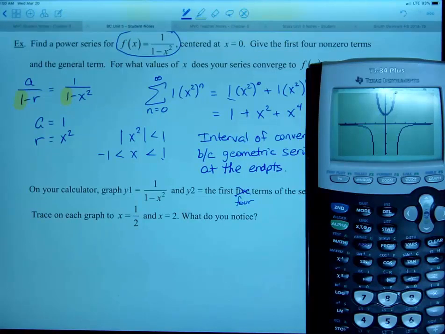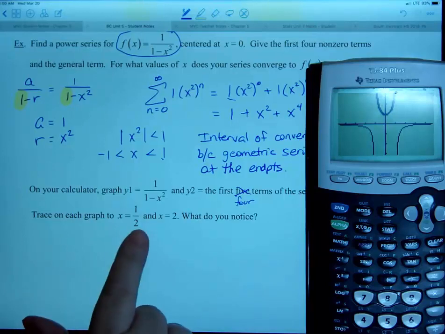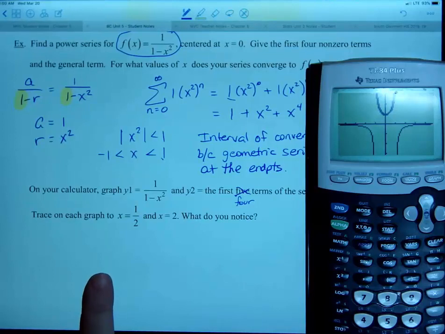That's crazy. Okay? Where did it say in this problem that this series was centered? At 0. So does it make sense that the top one is matching the curve? Because that's at 0. All right? We're not going to trace. We're going to do something a little more obvious.